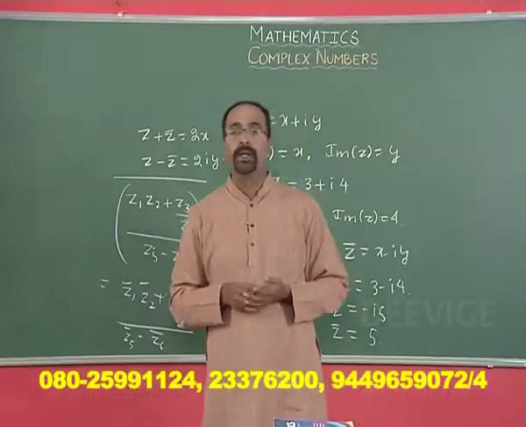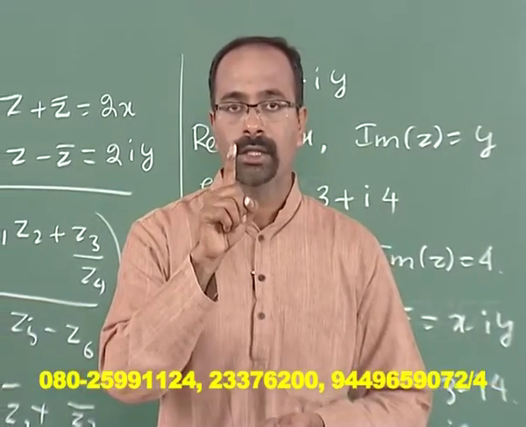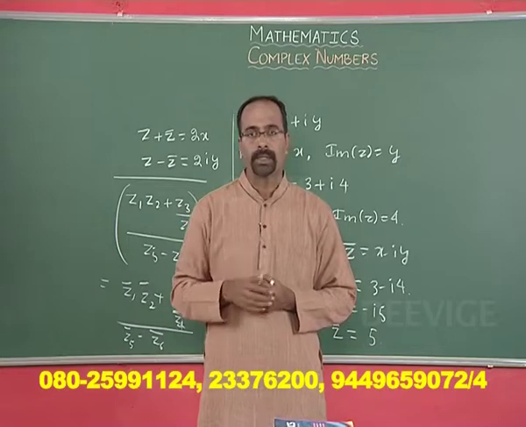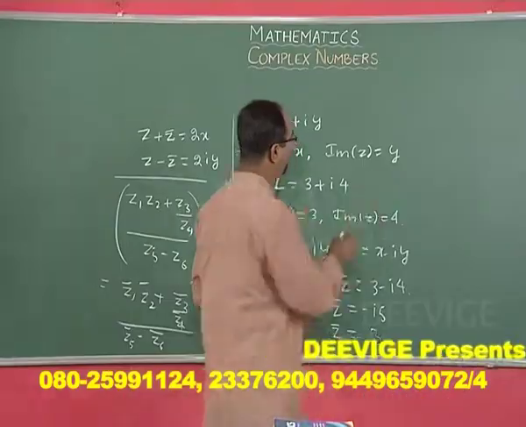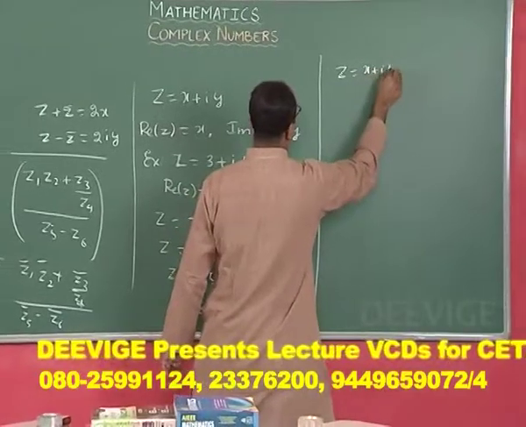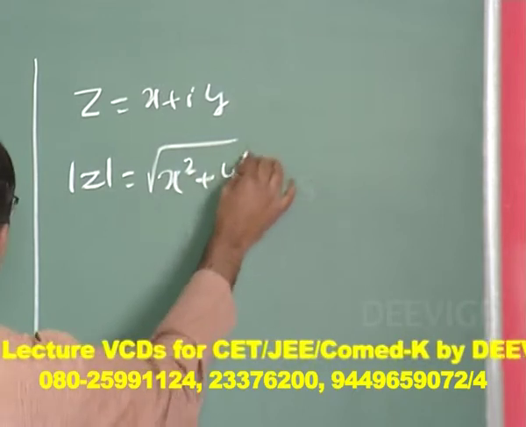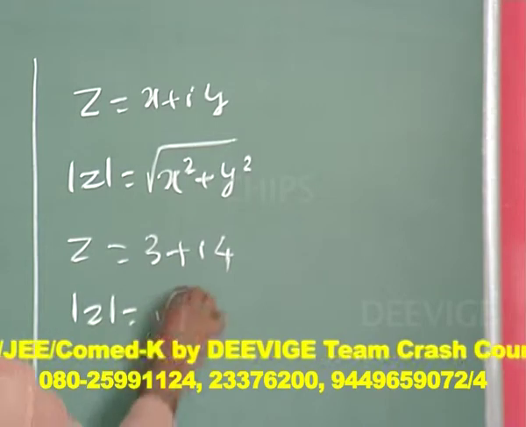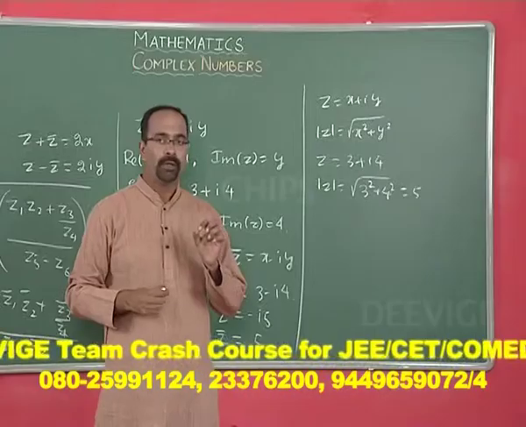Coming to the next part, modulus of Z. What is modulus of Z? If Z is equal to x plus iy, modulus of Z is given by root of x square plus y square. I repeat, if Z is equal to x plus iy, then mod Z is root of x square plus y square. If Z is equal to 3 plus 4i, then mod Z is root of 3 square plus 4 square, that is equal to 5.